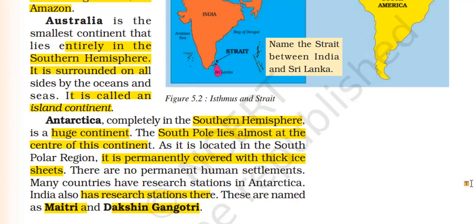The last continent is Antarctica. It lies completely in the southern hemisphere and it is a huge continent. What is very important about Antarctica is the south pole. It lies almost at the center of this continent. Because it is in the polar region, it is always covered with a thick cover of ice sheet and there are no permanent human settlements.